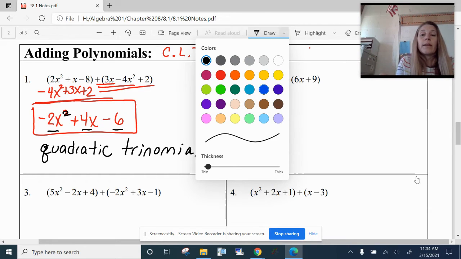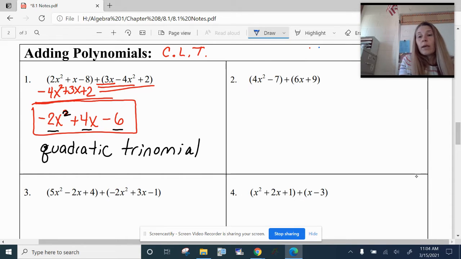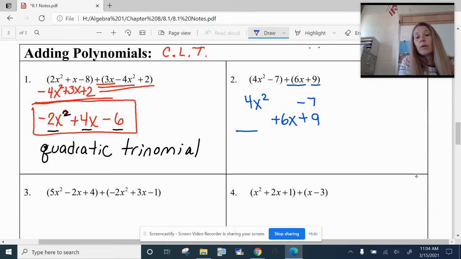Okay, so looking at the next example. I already have 4x squared minus 7, but there's no x term there. So I'm just going to rewrite it and leave a little space so that if I have an x term, I know that it's going to go in the middle. Now I'm going to add 6x. You see what I mean? That wouldn't line up with either of those. And then plus 9. So now I'm going to combine my like terms. So I have 4x squared and plus 6x, and then the negative 7 and the 9 will combine to get me a positive 2.